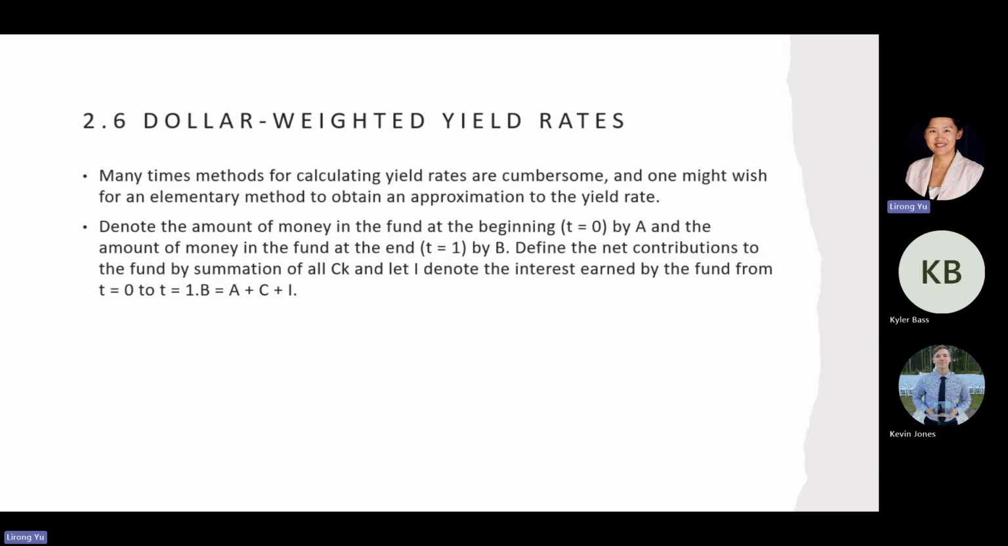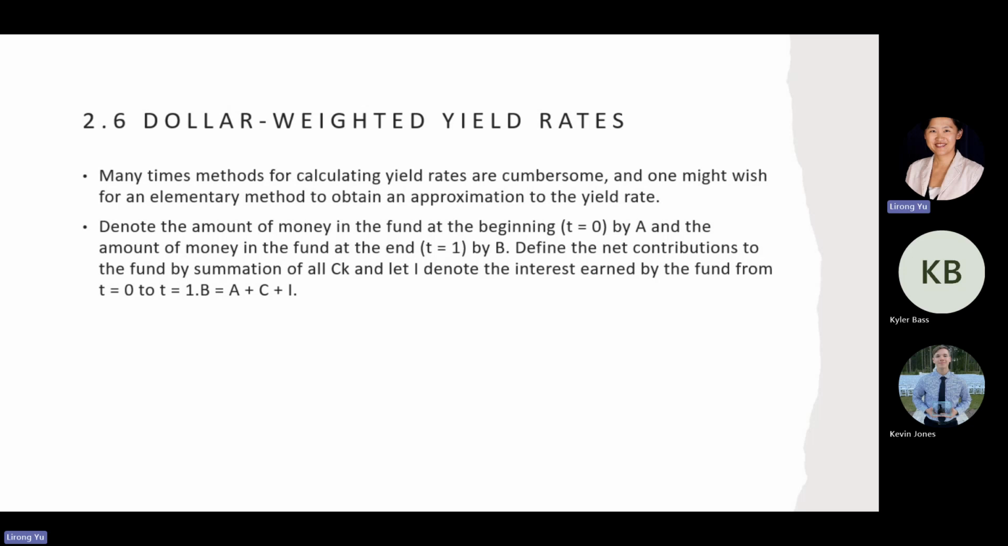All right, we define the net contribution to the fund by the summation of all C_k. C_k means the contribution C that happened at time k. And I denotes the interest. So we have this equation: B equals A plus C plus I. So your balance at the end of the one year is equal to the original deposit plus the contribution cash flow plus the interest.